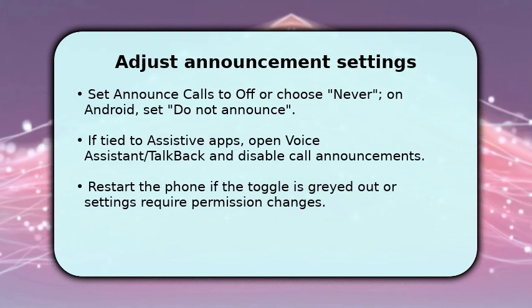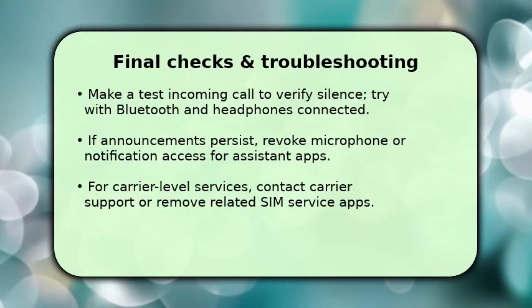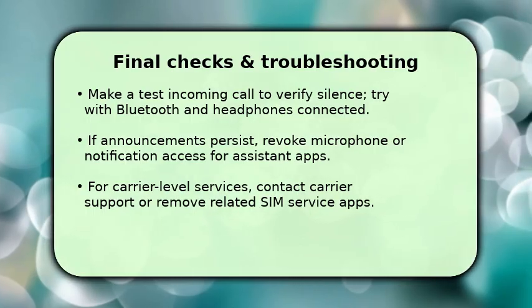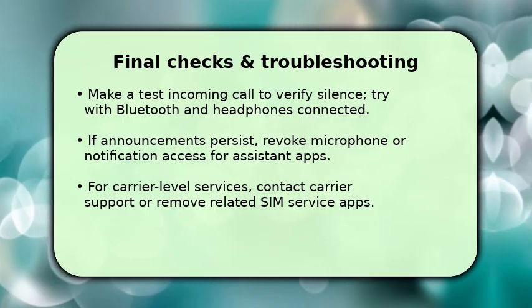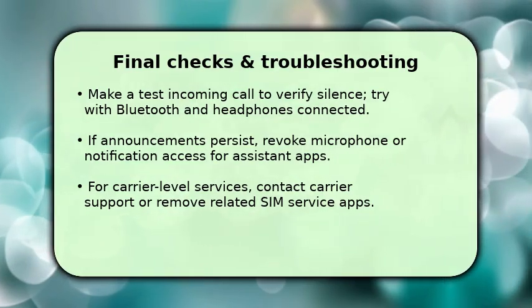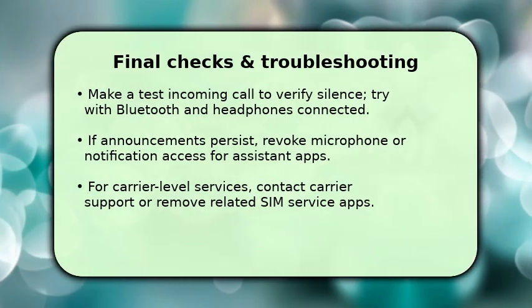Finish by testing with a quick incoming call to confirm the announcement is gone. Make sure to test with Bluetooth or wired headphones because some devices route announcements there. If you still hear voice announcements, go back and revoke notification or microphone access for any assistant or phone manager app, then reboot. As a last resort, check carrier-installed apps or call features.